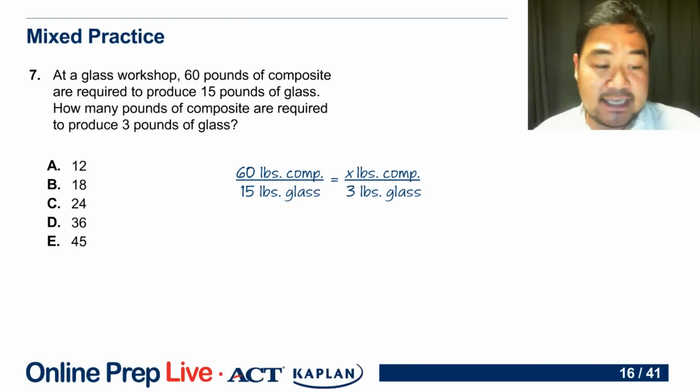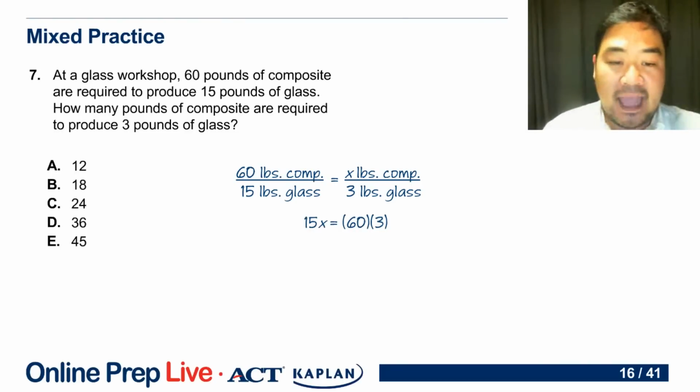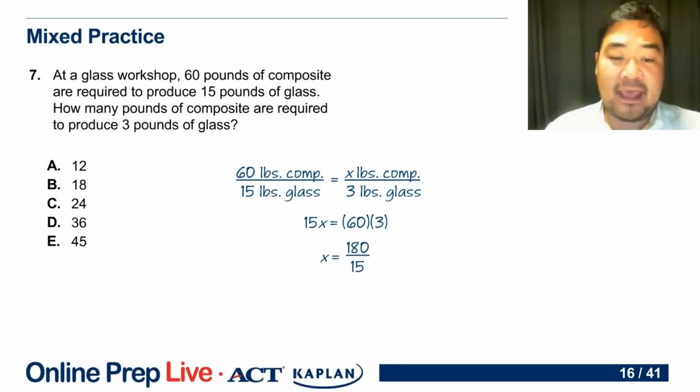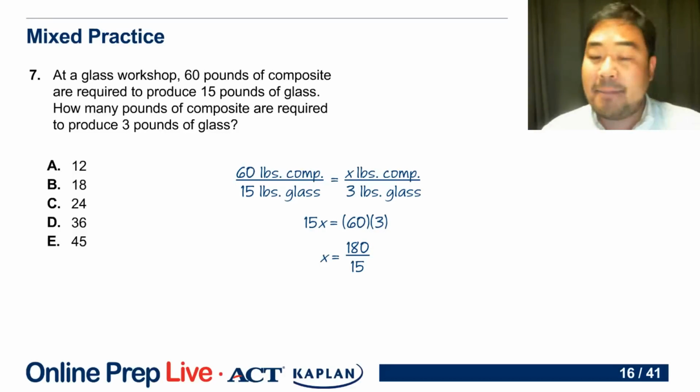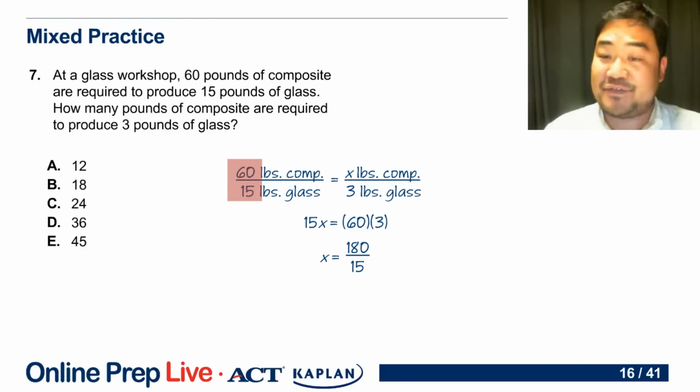15 times x is equal to 60 times 3. So when we do that, 15x is equal to 180. And then our last step is to divide both sides by 15. But even before I light up the correct answer here, there's one other thing we could have done. Look at the 60 on the top and the 15 on the bottom.